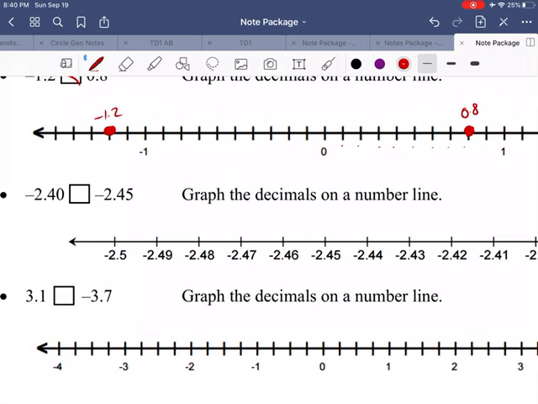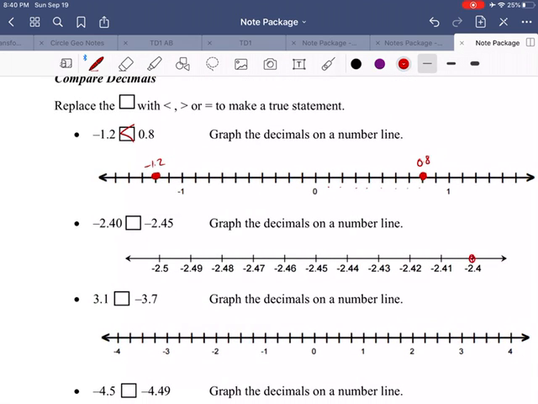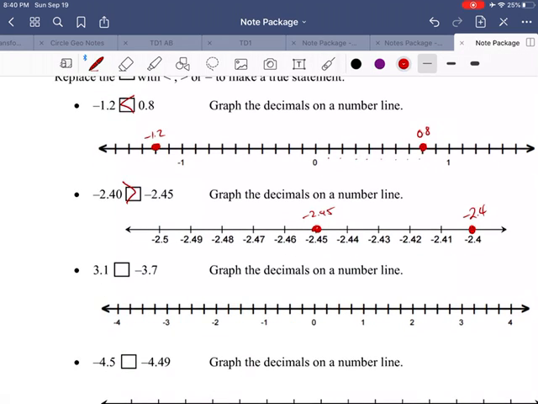All right, negative 2.4 and negative 2.45 is there. So which one is more positive? Well, in this case, it's that one. So we're going to put this that way. 3.1 I can already tell is greater than negative 3.7 because it's positive.